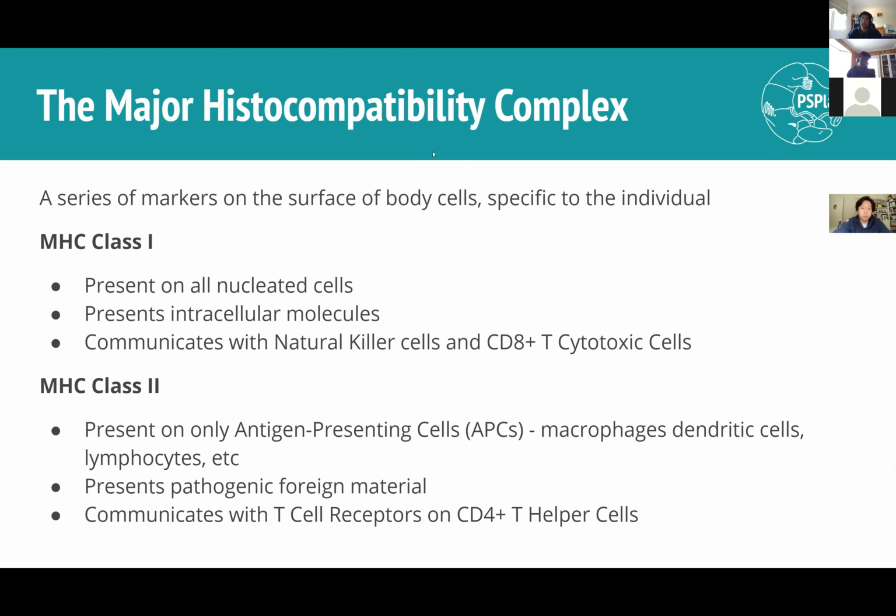So class 1 is the one I'm mostly referring to when I say specific to the individual, because this is basically saying, hey, I'm one of your normal body cells. I belong to you. And so this is like the major way that natural killer cells and CD8 T cytotoxic cells, which we'll talk about in a sec, identify that a cell is not infected, right? So this is like your little marker for like, everything is fine. I'm a normal body cell.